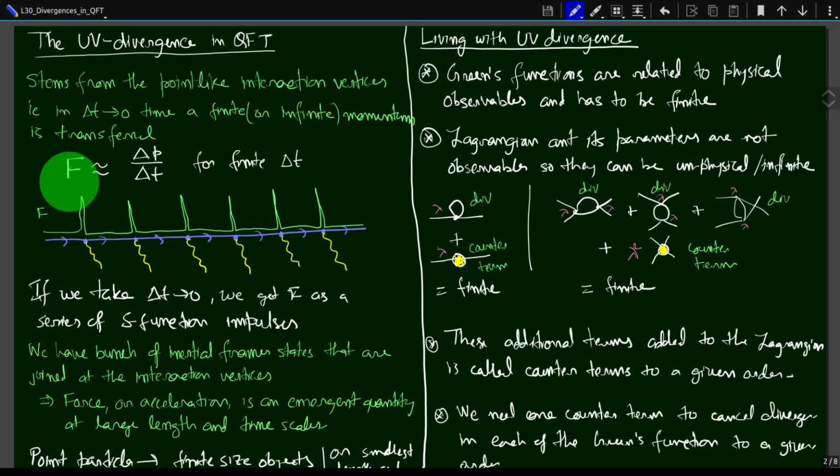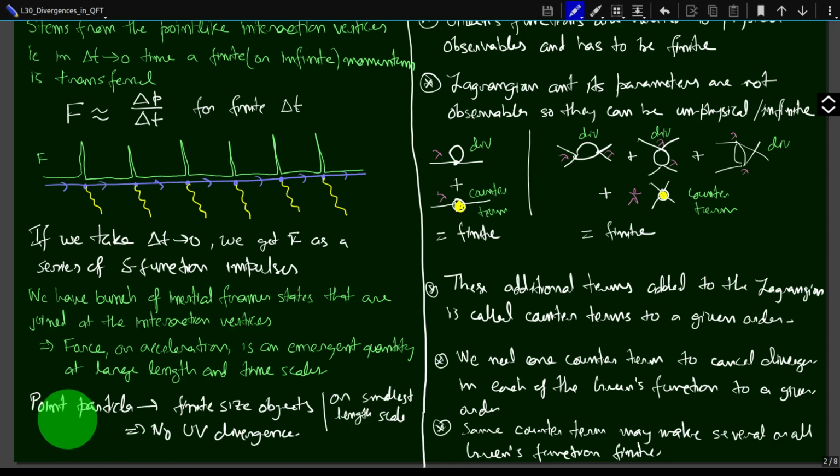So your force would be a constant under certain given conditions. Force will be an emergent quantity that makes sense only at large length and large time scales. So basically, if I replace the point-like particle with a finite-size object, then there's not going to be any UV divergence. This is the direction in which string theory goes.